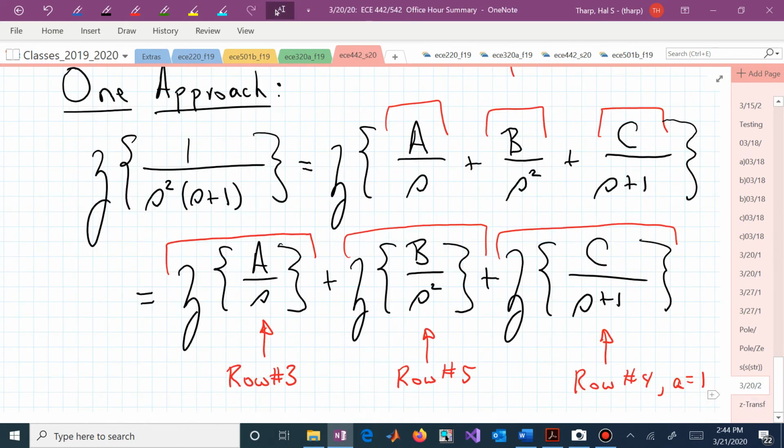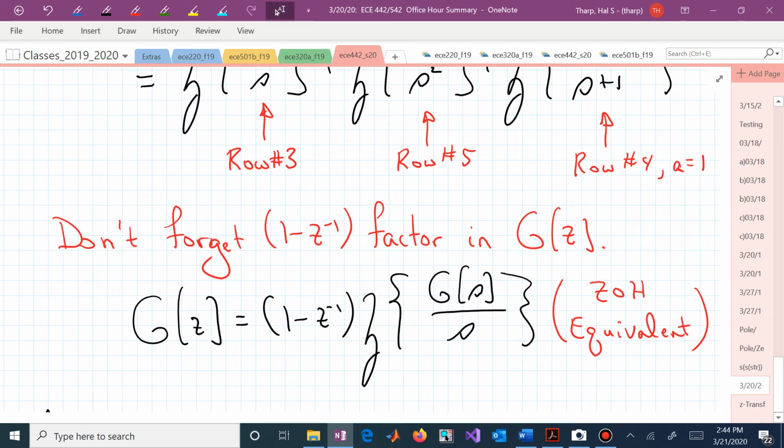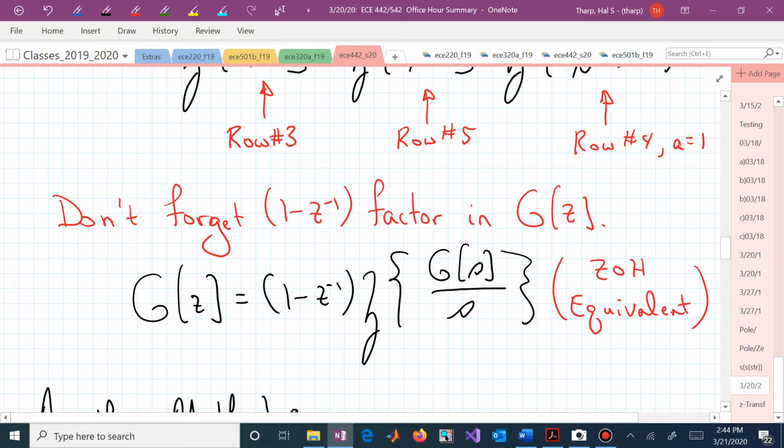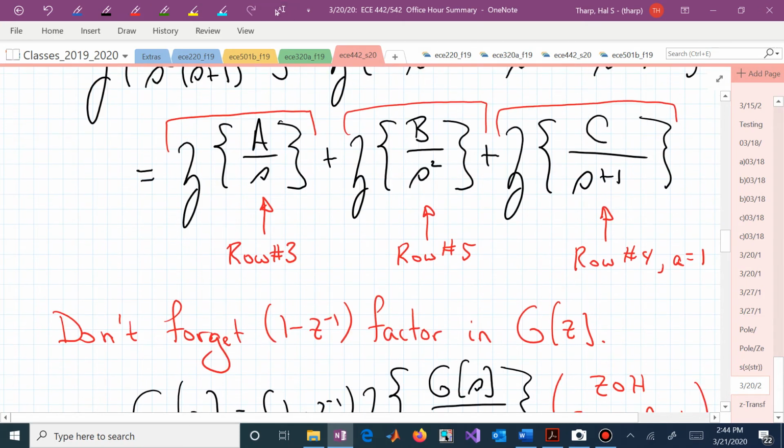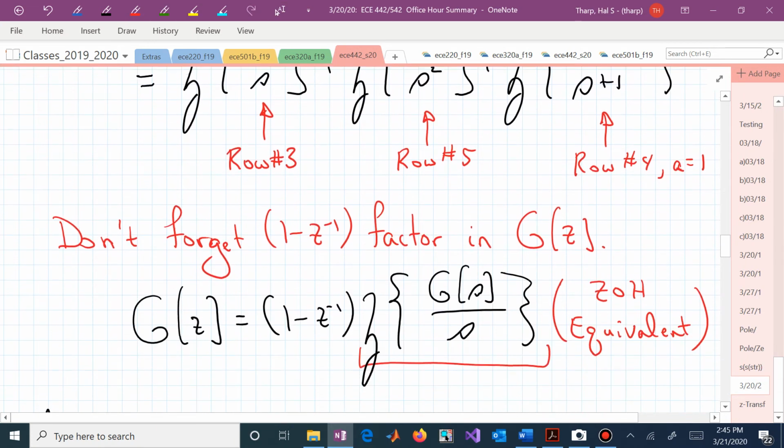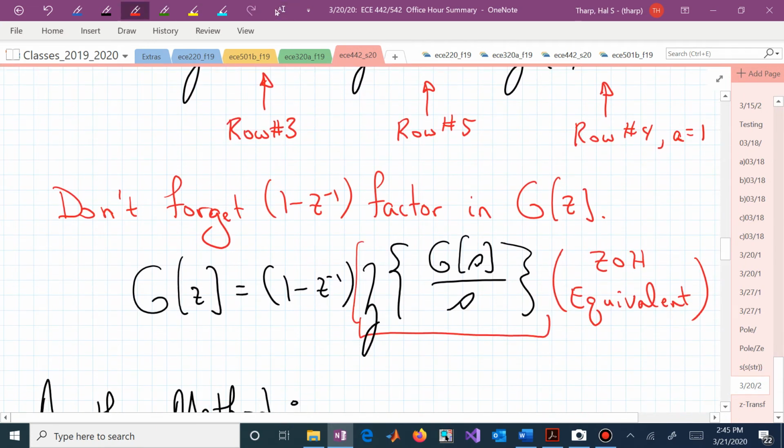Remember, you can't forget the 1 minus z to the minus 1 factor when you're doing the zero order hold equivalent. You put that in place, but now you see that if you do it this first approach, you have 3 different terms which will now each be scaled by 1 minus z to the minus 1.